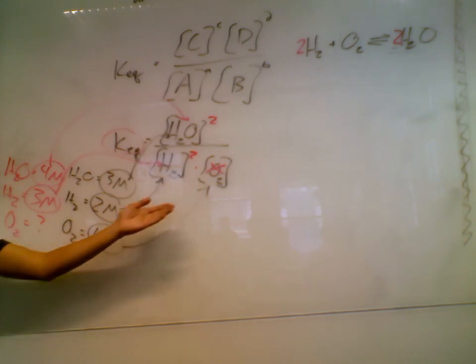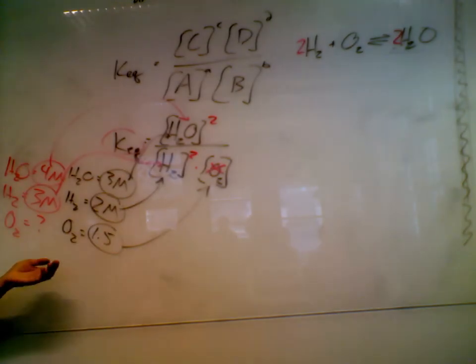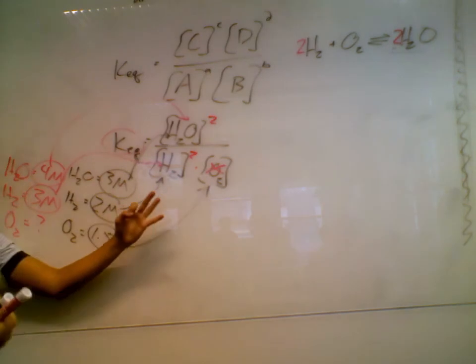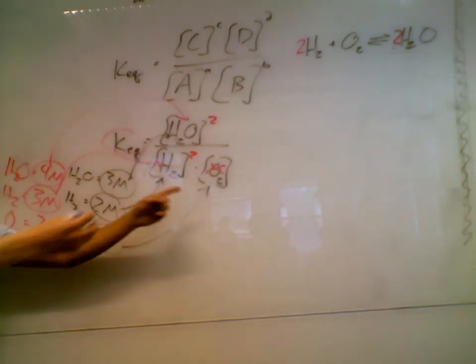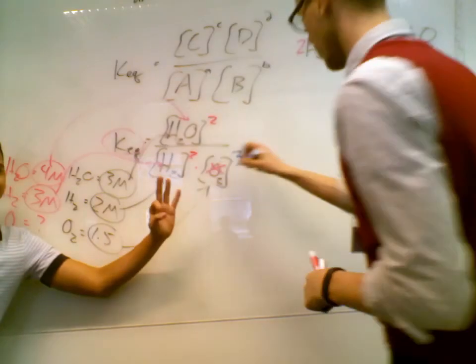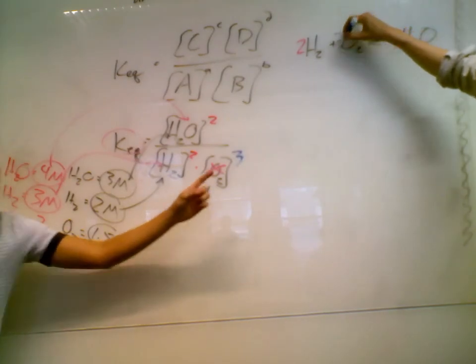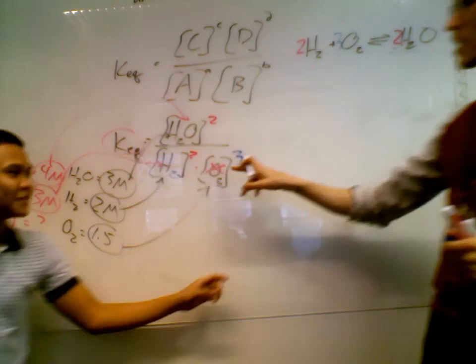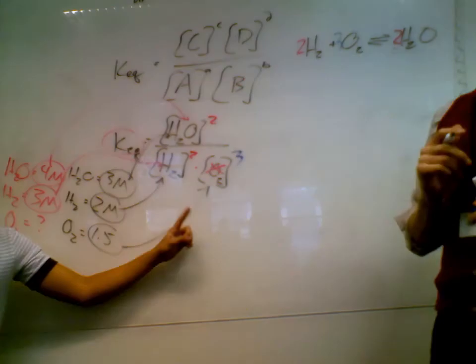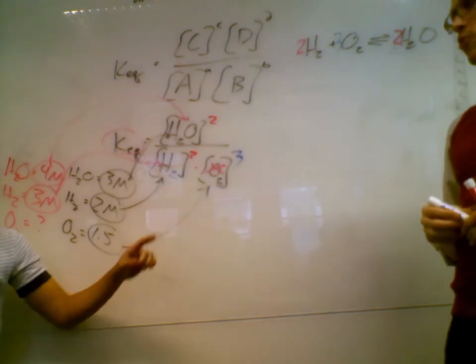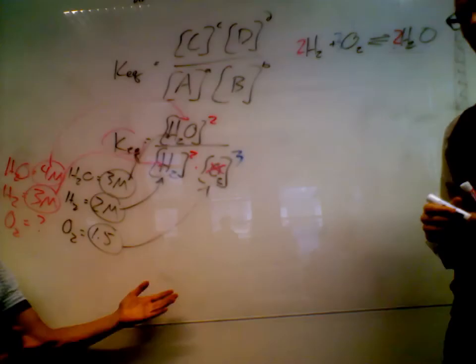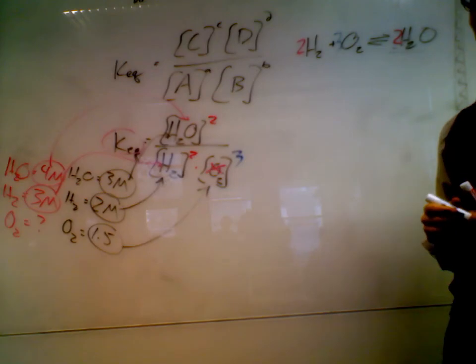But what if it had a 3? Hypothetically, if this had a 3, that would mean that this would have had a 3 right up over here too. If it did, then that would be an x to the third, and you have to solve for that. Okay, good, fantastic, thank you.